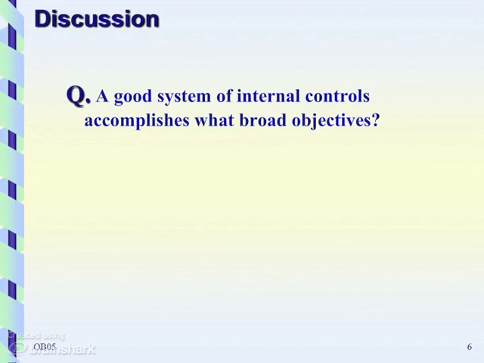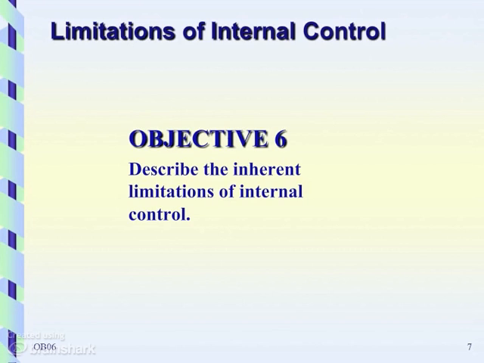And that concludes our discussion of internal control structures. The question that we have for this objective is, a good system of internal controls accomplishes what broad objectives for a business? In Objective 6, we will discuss the inherent limitations of internal controls.